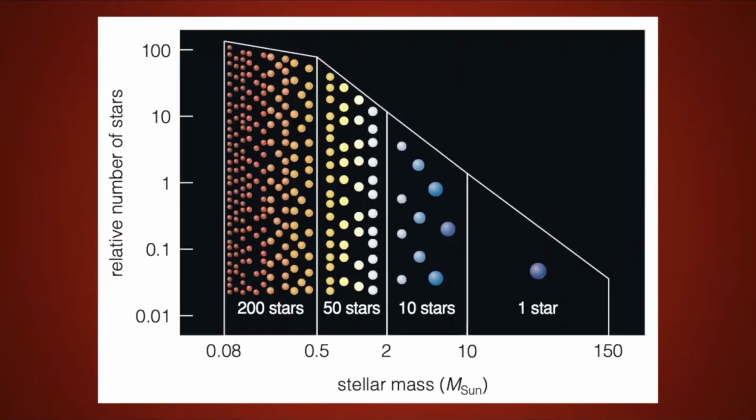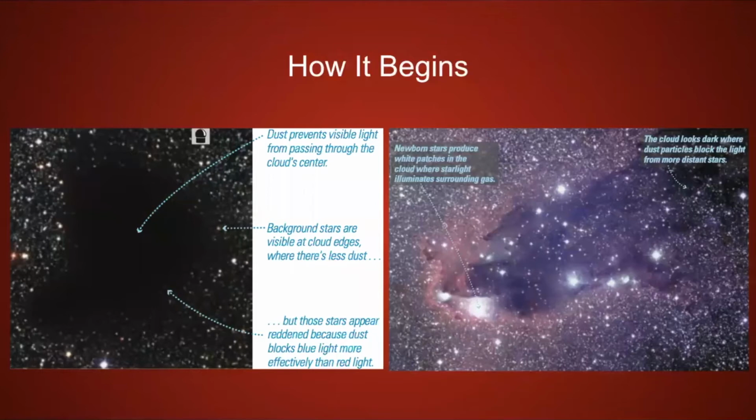This diagram shows the distribution of stars in the universe in terms of mass. As you can see, low mass stars are actually far more abundant, and very high mass stars are relatively rare. The life of a star begins in cold, dense molecular clouds in the interstellar medium, or ISM for short. ISM is just what we call the space between the stars and is composed of gas, dust, and other kinds of particles. The clouds that stars are born in are mostly composed of H2, or molecular hydrogen.